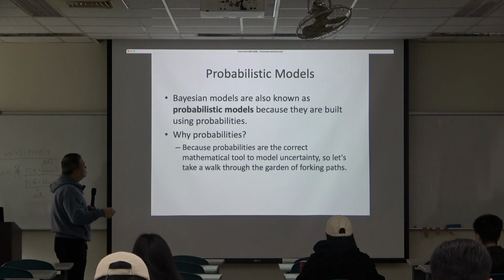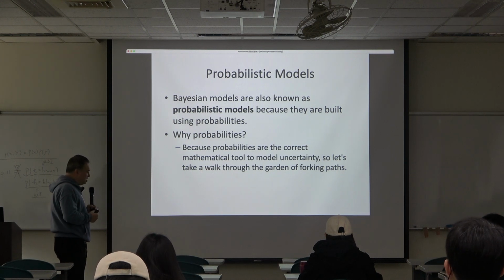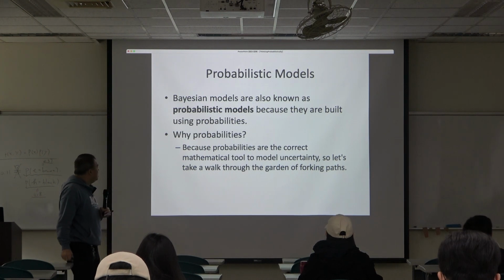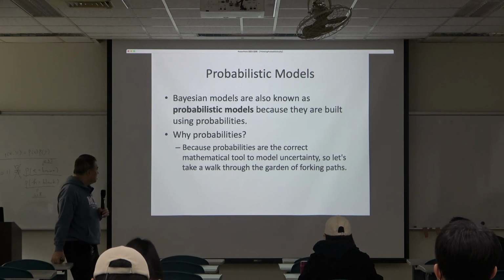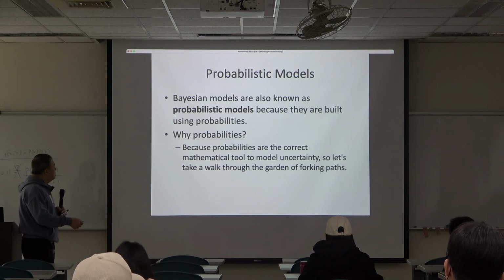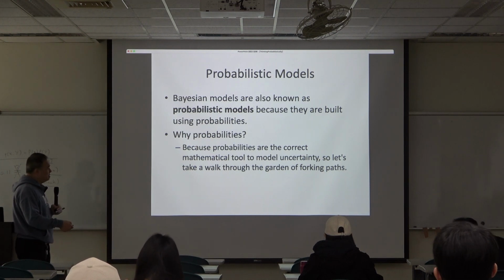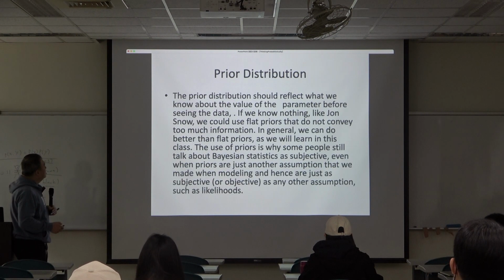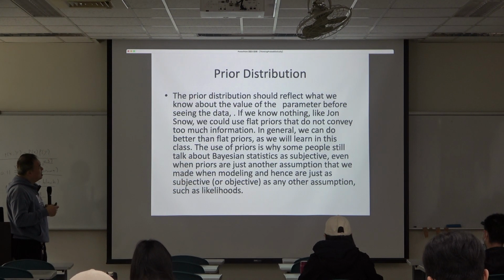So Bayesian models are also known as probabilistic models, because they are built using probabilities. The Bayesian models are based on probability distributions. We will be talking about a lot of different distributions in this class at a later time. Because probabilities are the correct mathematical tool to model uncertainty, well, we talked about that already. So let's take a walk through the garden of forking paths.